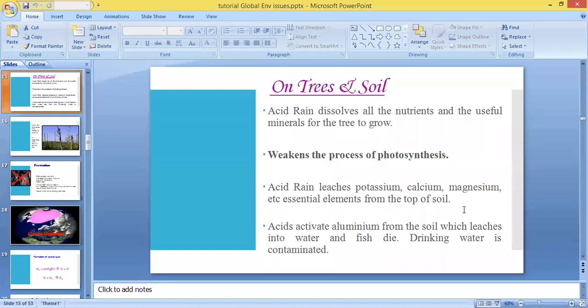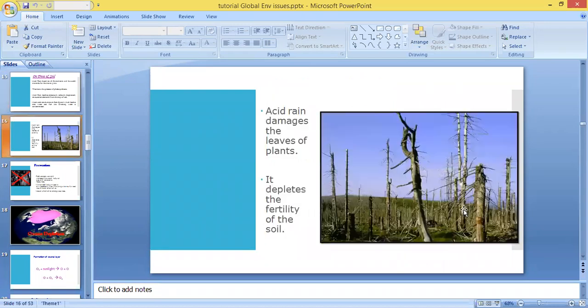So the soil becomes slightly useless in nature. Acids activate aluminium from the soil, which leaches into water, and the fishes die as a result of that. Drinking water is generally contaminated. Acid rain damages the leaves of the plants that you can see in the picture, and also it depletes the fertility of the soil.